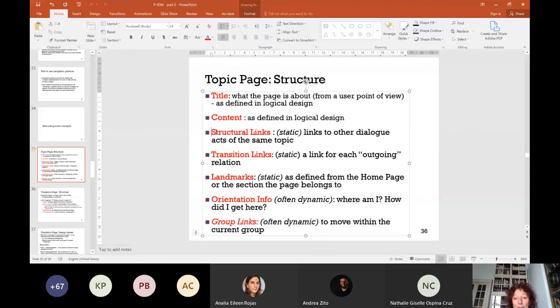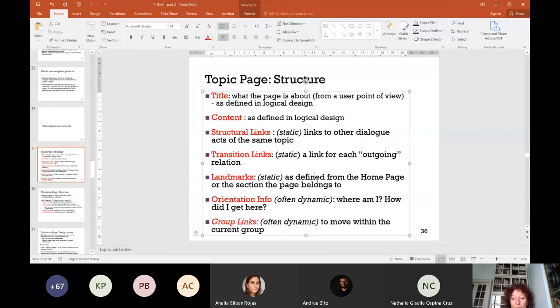Then we have structural links. These links are typically static. If I am part of a topic together with other parts, the structural links allow me to go to other dialogue acts in the same topic. Structural links do not necessarily move you to a different page. They may allow you to go to other pieces of content within the same page. Then you have transition links, from each outgoing relevant relation. Outgoing means a relevant relation that I have with other topics, and this is also static because they are defined at design time.